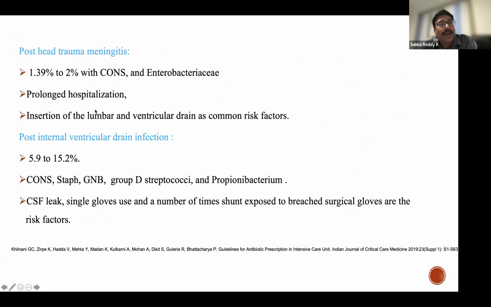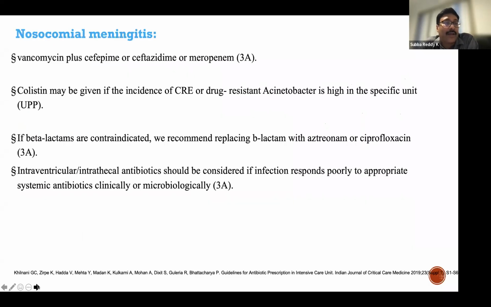And then we see post-traumatic meningitis, and most of the time it is because of coagulase-negative Staph or Enterobacteriaceae bacteria, and we see it in prolonged hospitalized patients. When these patients have lumbar or ventricular drains, those are the most common risk factors. As I told, the common organisms may be CoNS, Staph or gram-negative bacteria, but the incidence is high whenever there is a CSF leak or when the patient is on lumbar or ventricular drains. So how do you treat, what antibiotics do we give in nosocomial meningitis?